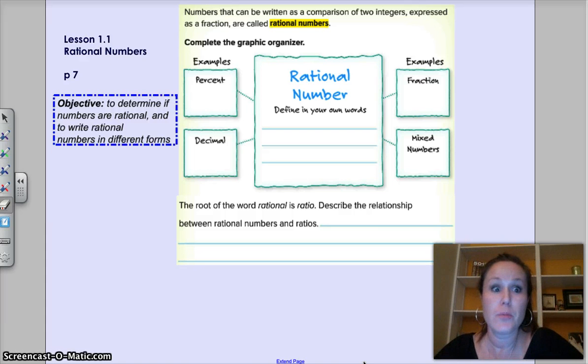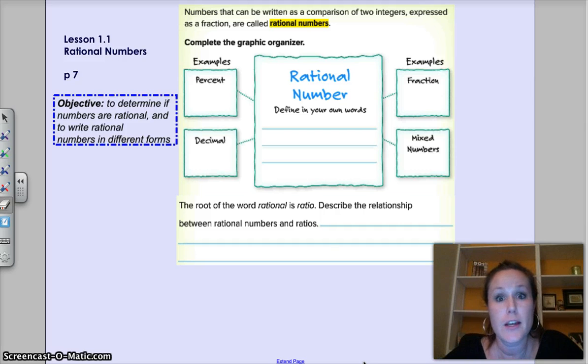Guys, I need you to get to page 7 in that floppy book or your Math 8 textbook. We're going to be talking about rational numbers today. Our objective is twofold. We're going to determine if numbers are in fact rational, and then we're going to write rational numbers in different forms.